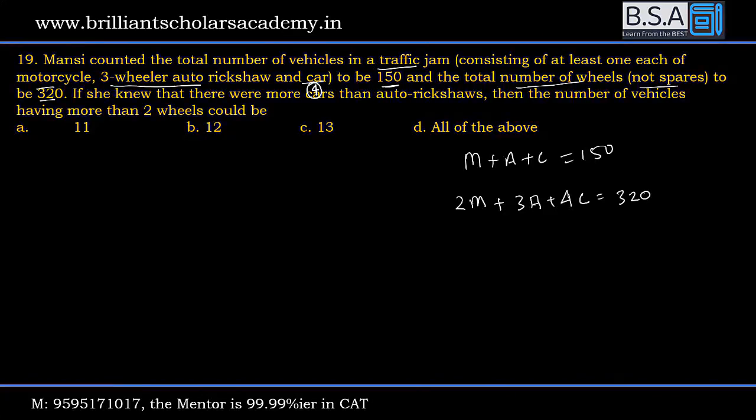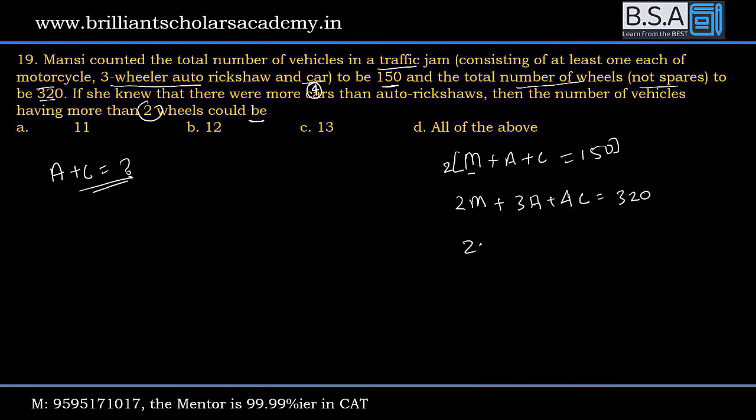Now the question is the number of vehicles having more than 2 wheels could be. More than 2 wheels means auto and car together could be, can be, might be. So my job is to find what can be, what could be. In all such questions, we suggest removing the variable which is of least use to you. There is no need for motorcycles, and motorcycles have the smallest coefficient as well.